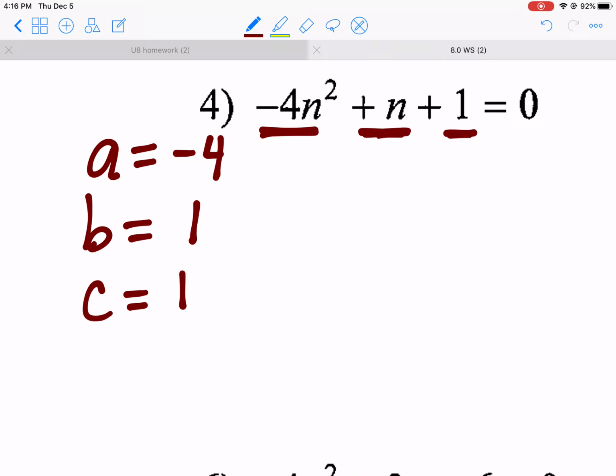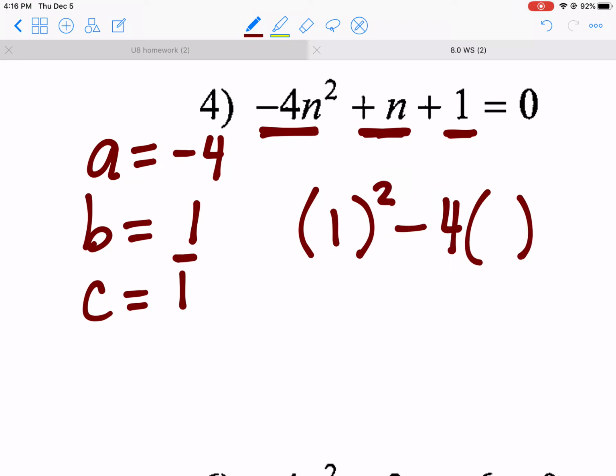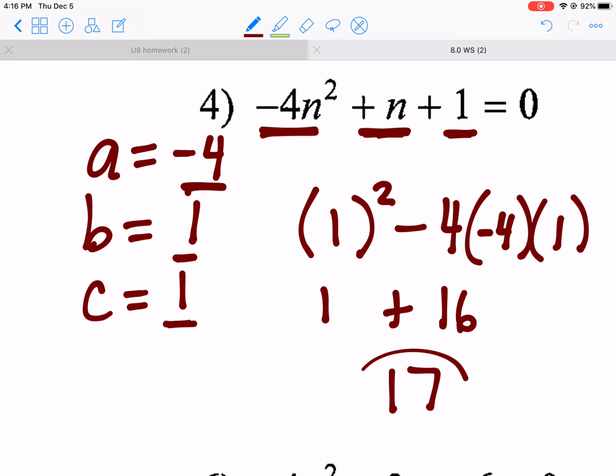So now we're going to use b squared minus 4ac. So b is 1, minus 4 times a, that's negative 4 in this case, times c, that's 1 in this case. So we will have 1 squared is 1, plus negative 4 times 1, that's 16. Our answer should be 17 on this one. And once again, go ahead and check that with your calculator.